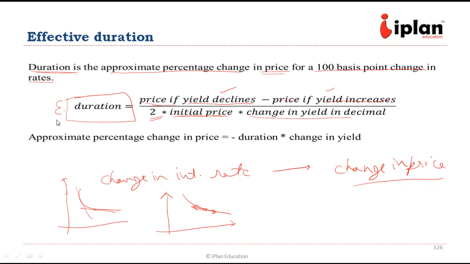So using the concept of duration, if we want to find out what is the percentage change in price with respect to a certain change in the yield, we can just multiply by the duration, and the negative sign represents that if the change is positive in the yield, price is going to be falling. So for a rise in the yield, price will fall. For a fall in the yield, price will rise. So that is the significance of the negative sign here.